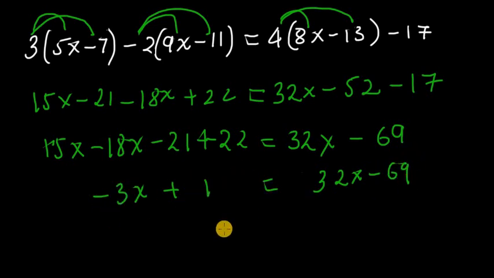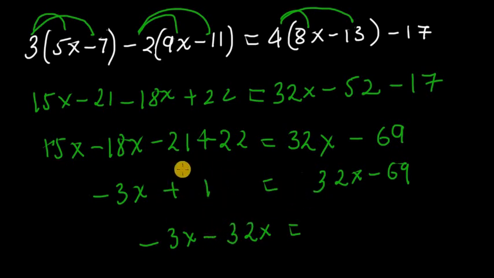minus 3x plus 1. Now we have to shift the x terms to the LHS and the non-x terms to the right hand side. So minus 3x, here it is 32x, so 32x should be shifted to this side, and it will also become minus 32x, because here it is plus 32x, and if it comes here it will become minus 32x.